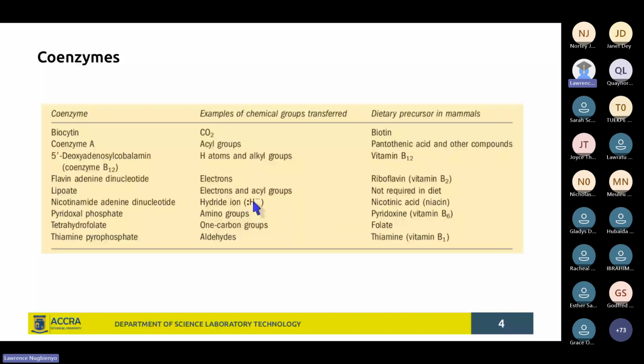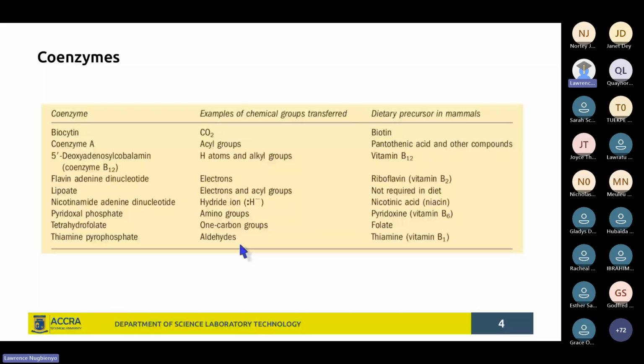Pyridoxal phosphate is a coenzyme that you see in protein metabolism, in the transfer of amino groups, a process that we refer to as transamination. You see pyridoxal phosphate. It's coming from vitamin B6.